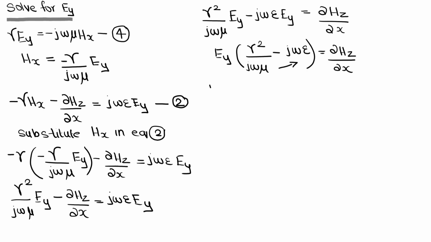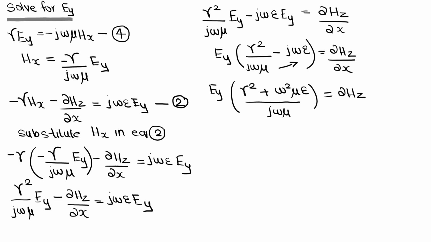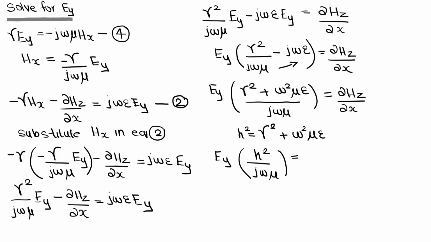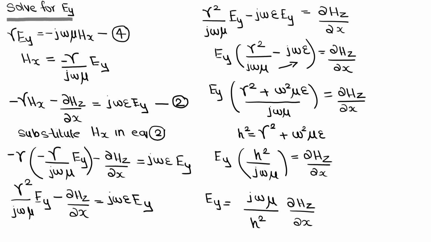So Ey into gamma square plus omega square mu epsilon upon j omega mu, which is equal to dou Hz upon dou x. Here h square equal to gamma square plus omega square mu epsilon. Now replacing this term by h square, we will get Ey into h square upon j omega mu, which is equal to dou Hz upon dou x. Ey equal to j omega mu upon h square into dou Hz upon dou x. So this is the field component Ey.